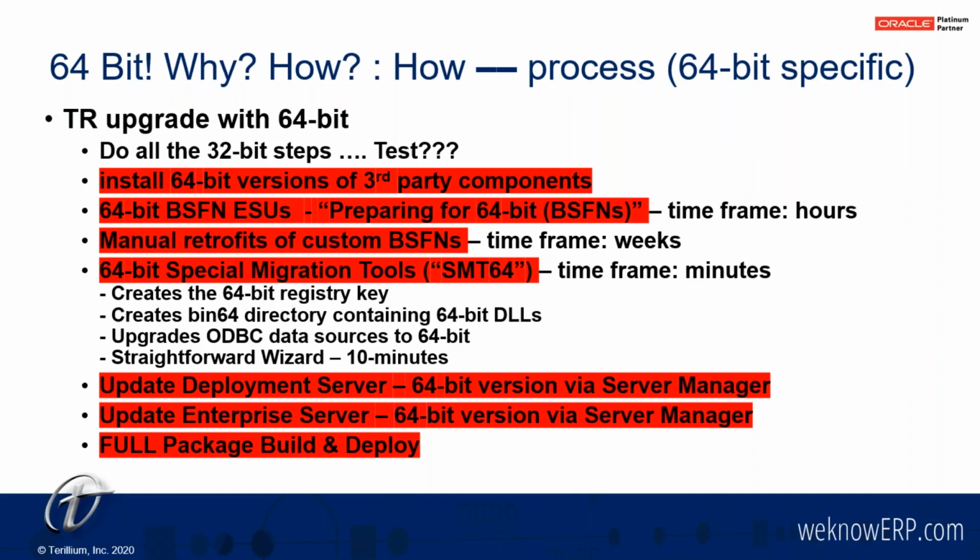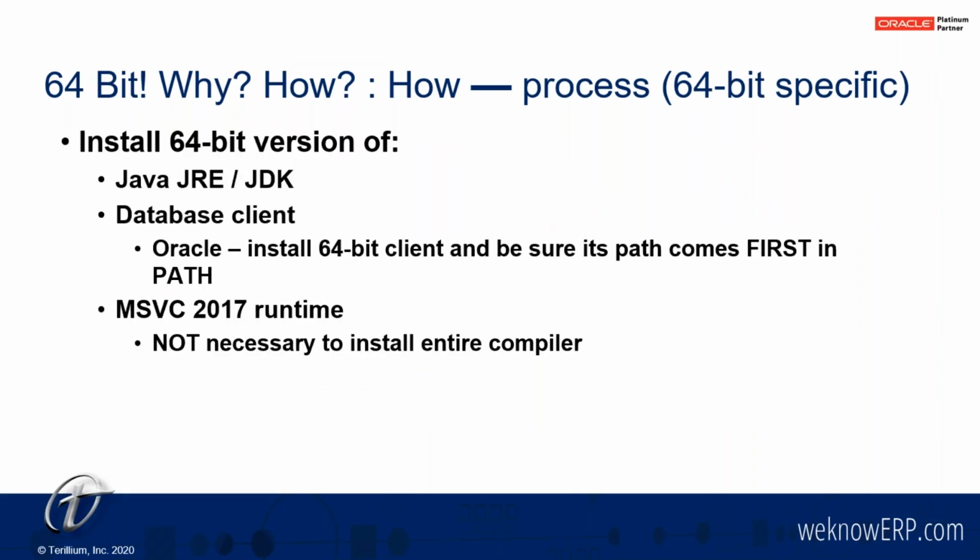Then you update the deployment and enterprise server if you're going to do the deployment server part, if you go into 9.2.4. And that's done the usual way via the update component on Server Manager. Those of you who've done upgrades know how you do that. Then finally, your full package build and deploy. Don't know why I put that in red. That's not different for 64-bit. You always do that, but it's no different than any other upgrade. You have to build a package to get all of this stuff in sync and on the same page.